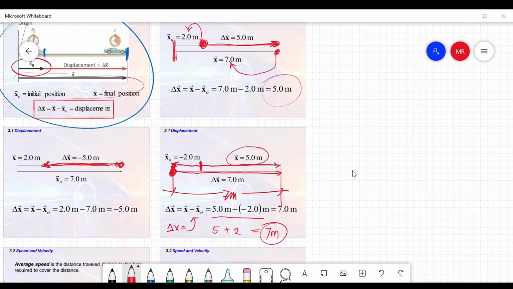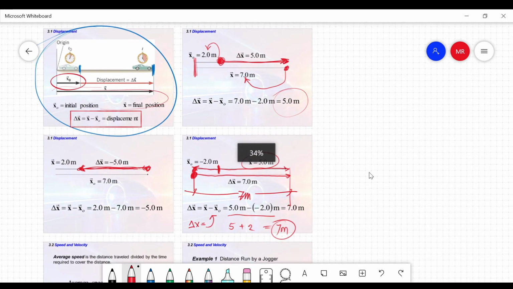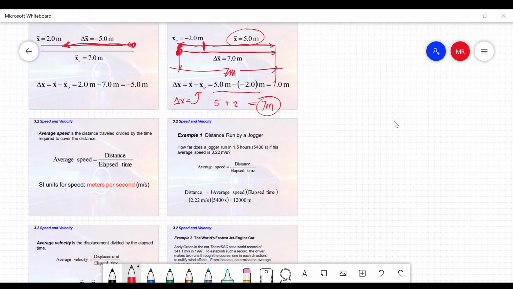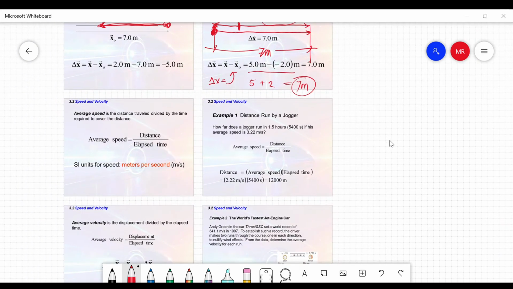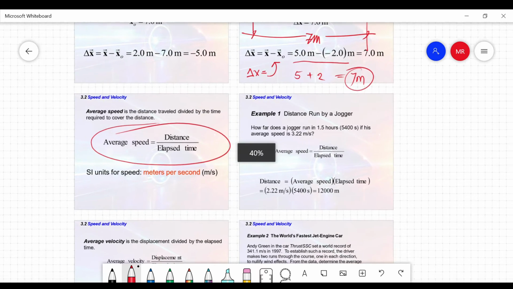Now, let us move on to speed and velocity. So, average speed is the distance traveled divided by the time required to cover the distance. Okay, so average speed is the distance over the elapsed time. The SI units for speed is meters per second.